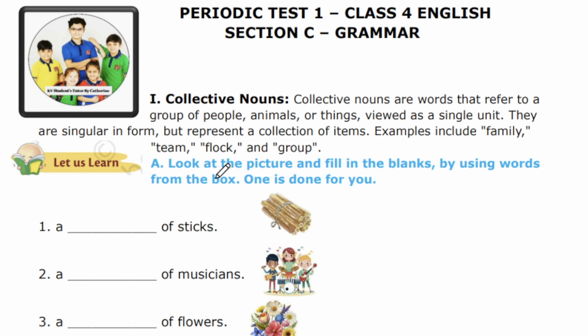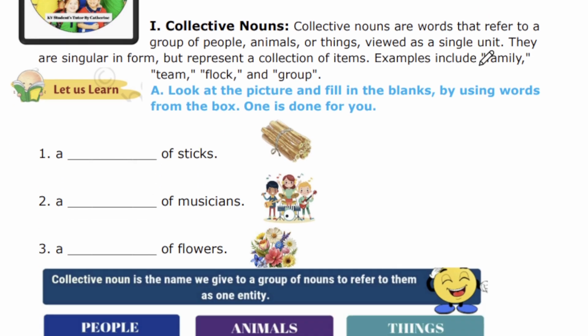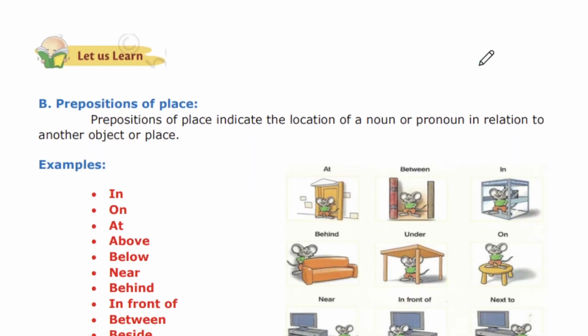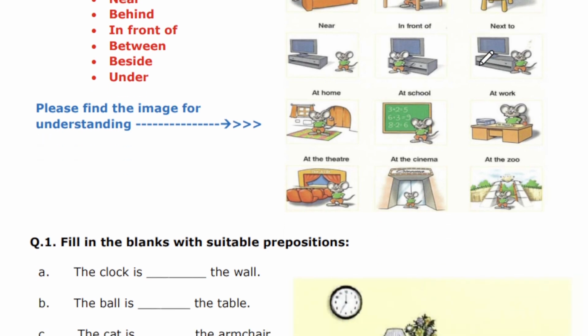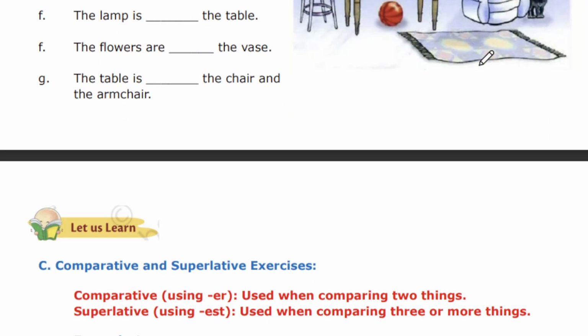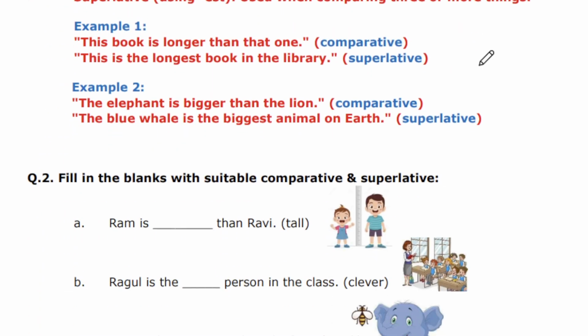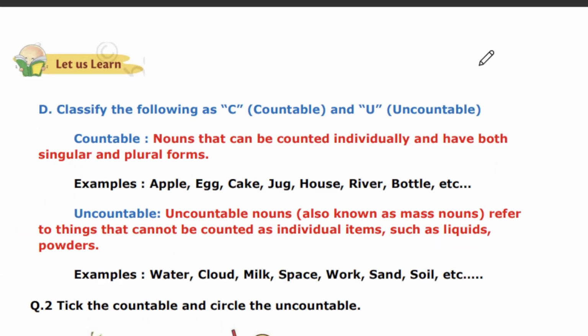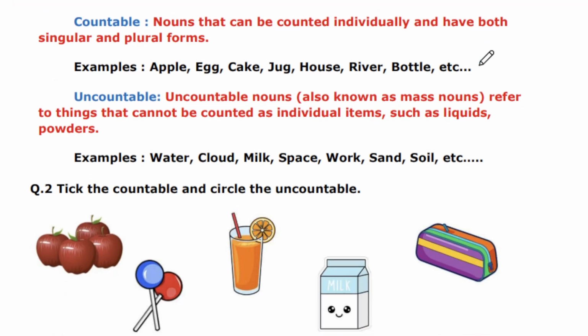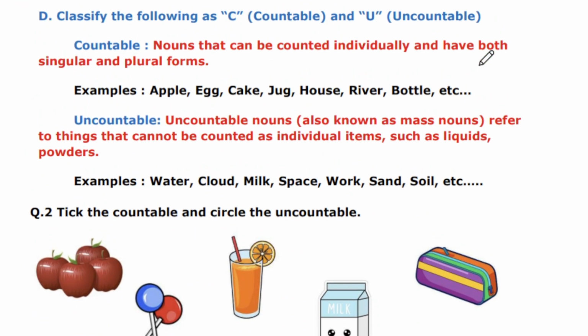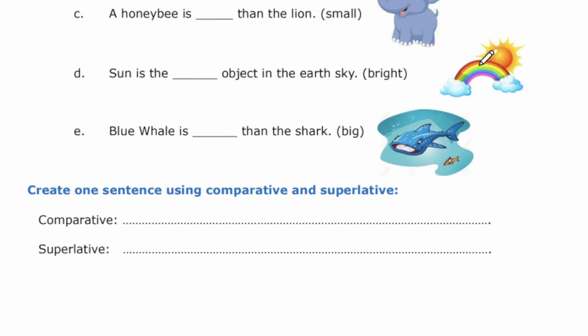So, today we are going to see only the grammar portion of periodic 1, class 4 English. Okay, so we are going to see collective nouns and preposition of place, comparative and superlative exercise, and classify countable and uncountable things along with examples, worksheets, everything.